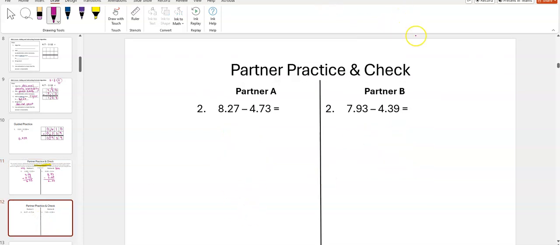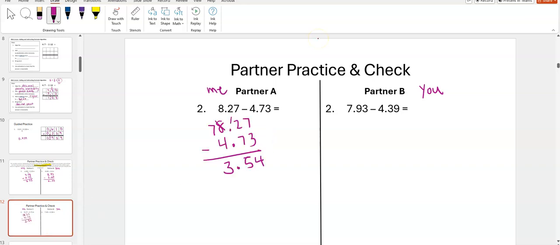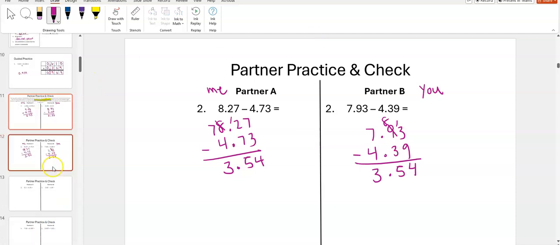Let's play again. Okay, same thing. You are partner B. I am partner A. Go ahead and solve your problem, and I will solve mine. Pause the video. Did you get 5 and 54 hundredths? Hopefully you did. If you set up your problem like this, you should have gotten the right answer. Regroup or borrow. 8 take away 3 is 5. 7 take away 4 is 3. Same answer.